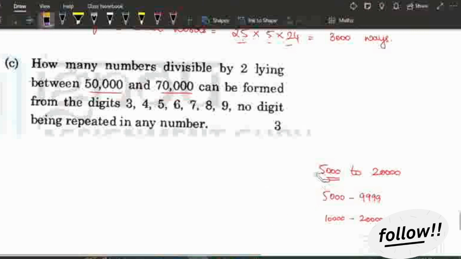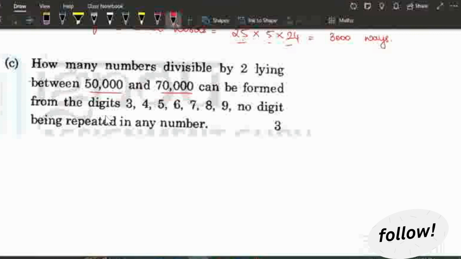So always make sure whenever a range is given, find out the digits that are there in that range. In this case, between 50,000 and 70,000, all are 5-digit numbers only, right? 1, 2, 3, 4, 5. So you are forming 5-digit numbers, with 1, 2, 3, 4, 5 positions to be filled. And the numbers should be divisible by 2. What does it mean? It must be an even number. So for this number to be divisible by 2, that is, if it has to be an even number, the last digit must be an even number, right?